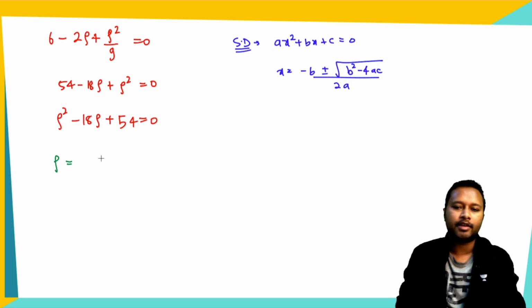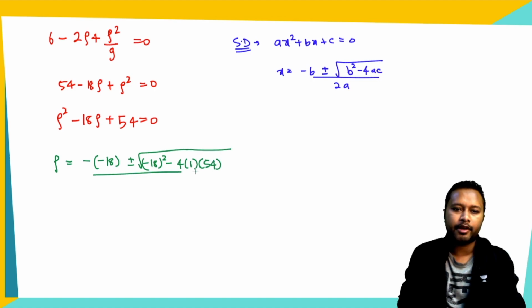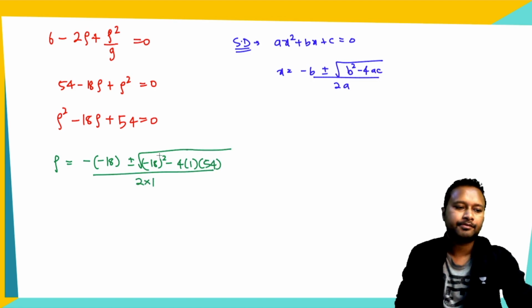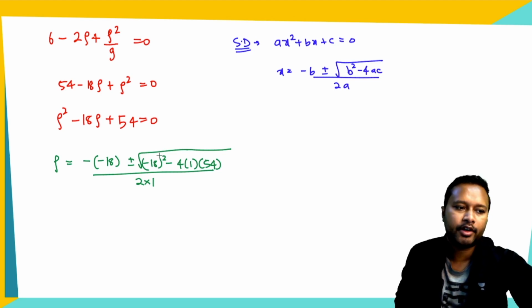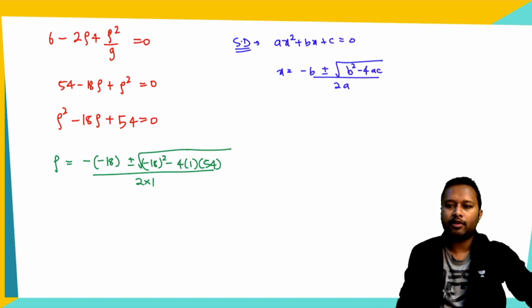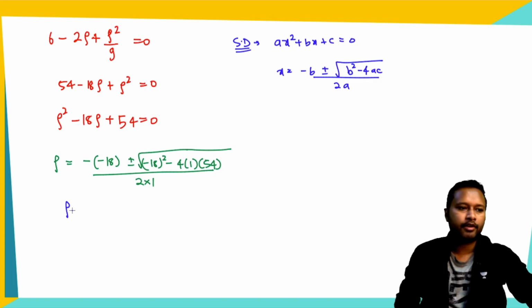So rho will be equal to minus of minus 18 plus minus under root of minus 18 square minus 4, where a is 1 and c is 54, divided by 2a, so 2 into 1. I have already done this, so I'll just show you what it becomes. After solving, you are going to get rho equal to 18 plus minus 6 root 3, divided by 2. That's what you are going to get.